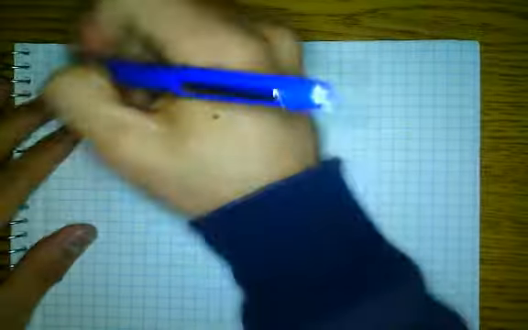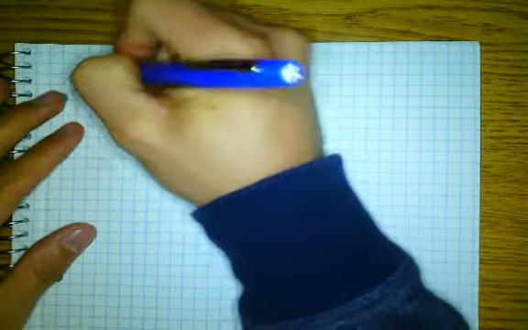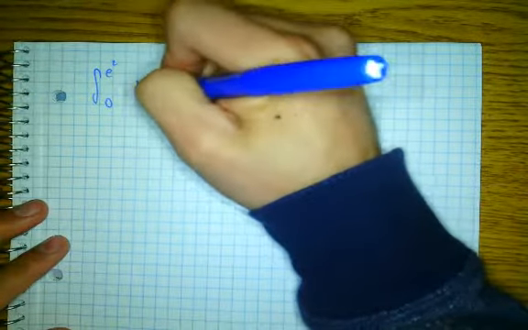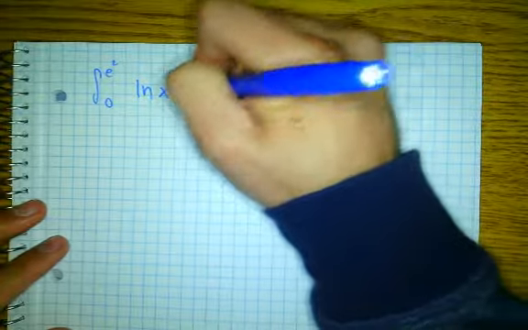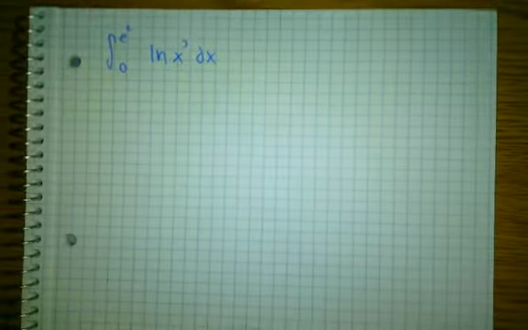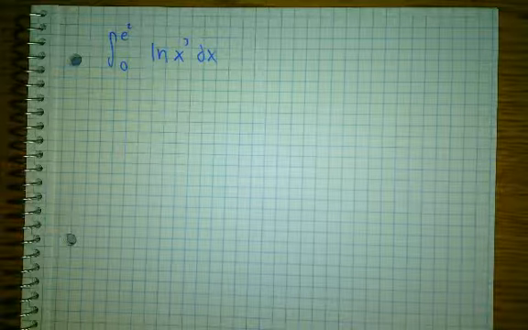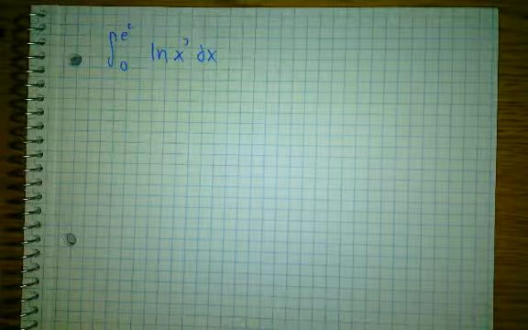Go ahead, and you need probably an entire page for this one, or give yourself some room. We're going to do an integral from 0 to e squared of the natural log of x to the third power dx. Calc BC, let's have some fun. You made it e squared so that when you plug it in, it's easy to find.